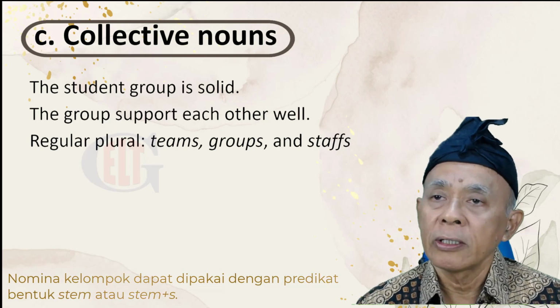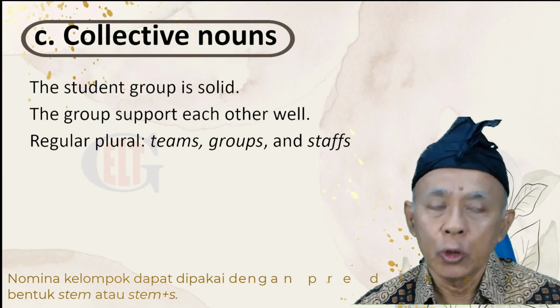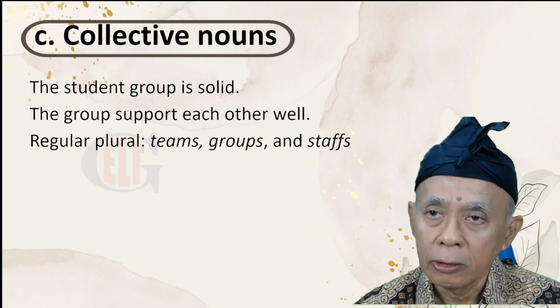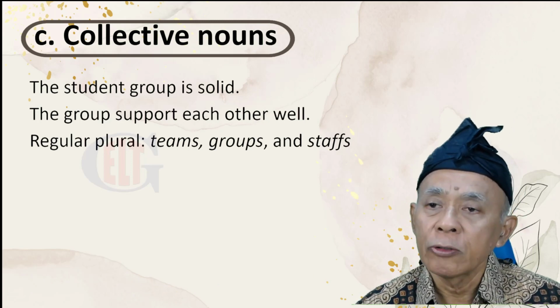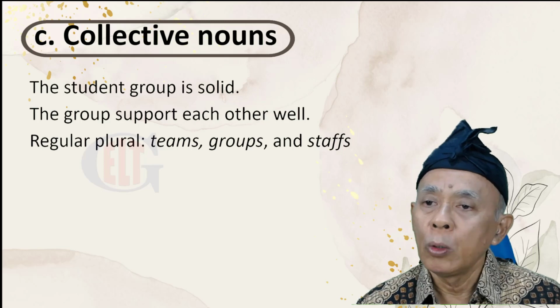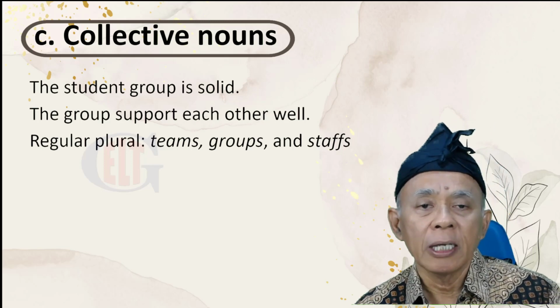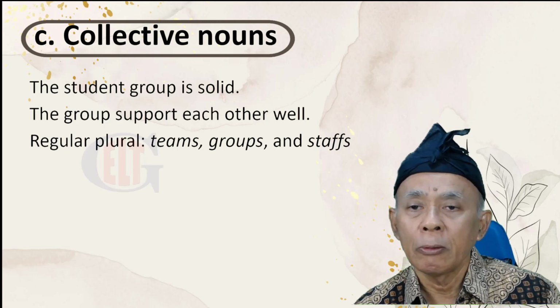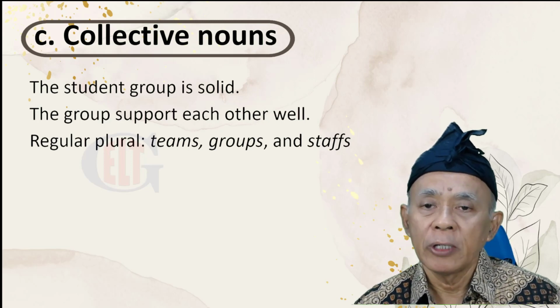So here, staff, team, group, and flock are collective nouns. Of course, we can also have the plural words teams, groups, and so on, if we have more than one team or more than one group in different offices.